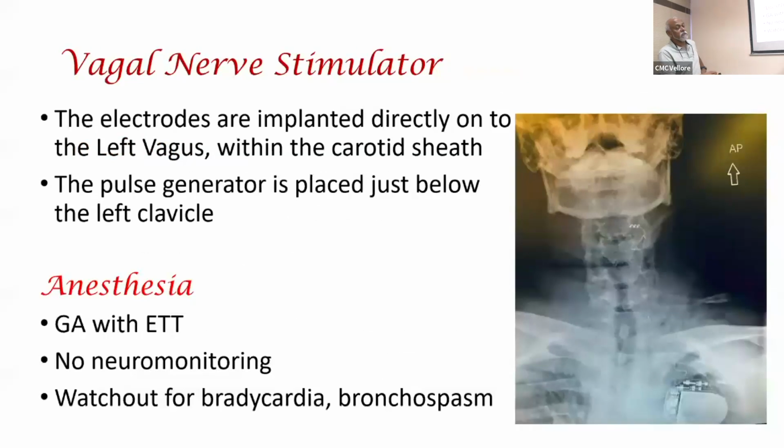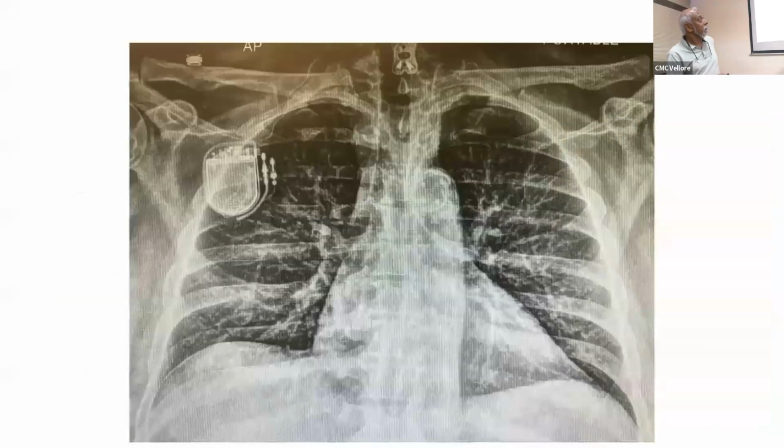Basically, you dissect it out like a carotid endarterectomy, find the vagus nerve, wrap the electrodes around it, and implant the generator like this. Here they don't do any monitoring, so the patient can be asleep with an endotracheal tube. But the only thing you have to watch out for is that sometimes when they stimulate, you can have bradycardia and bronchospasm. So that is something we have to watch out for. Any idea?